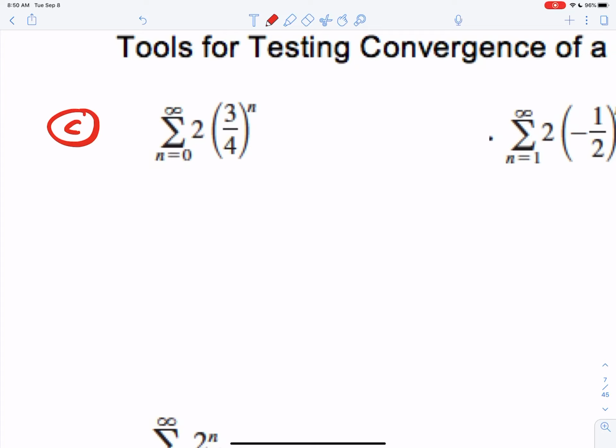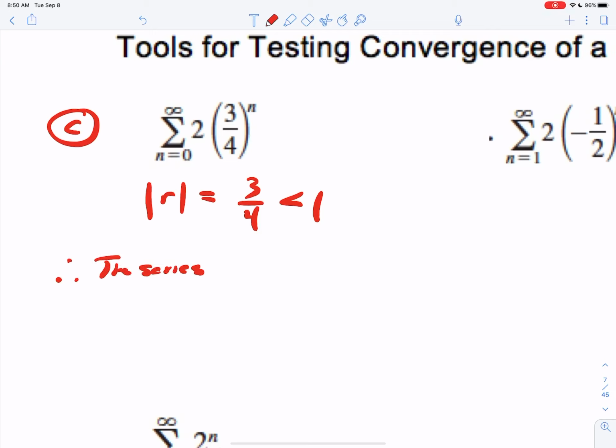So we take our r. The absolute value of r comes out to 3/4, which is definitely less than 1. And what does it mean when it's less than 1? We know that the series converges by the geoseries test.